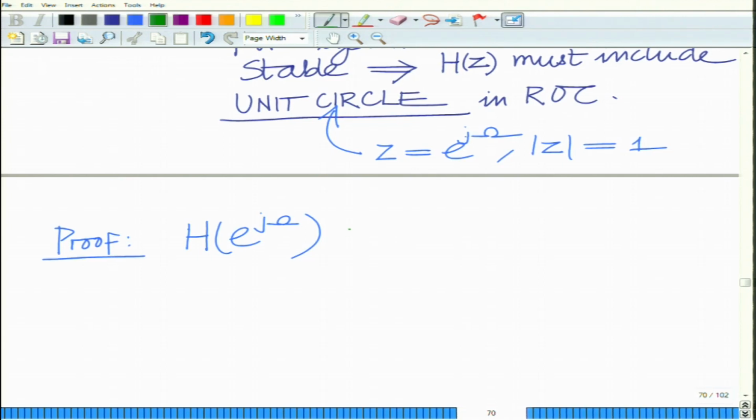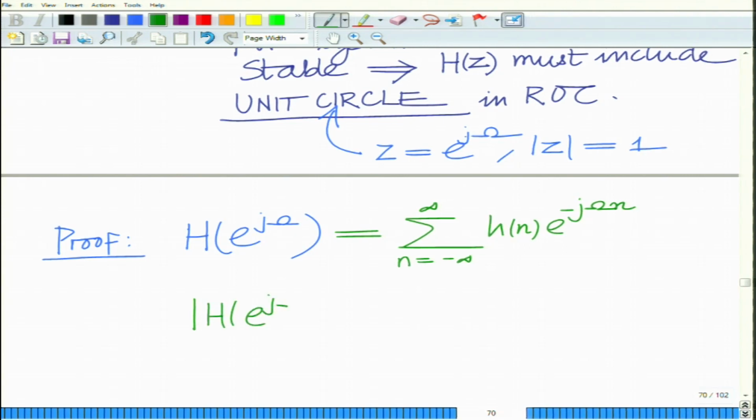So, the magnitude of H(e^{jω}), for any z on the unit circle, equals the sum over n from minus infinity to infinity of h[n] z^{-n}, that is, e^{-jωn}. So the magnitude of H(e^{jω}) will be the magnitude of the sum over n from minus infinity to infinity of h[n] e^{-jωn}.